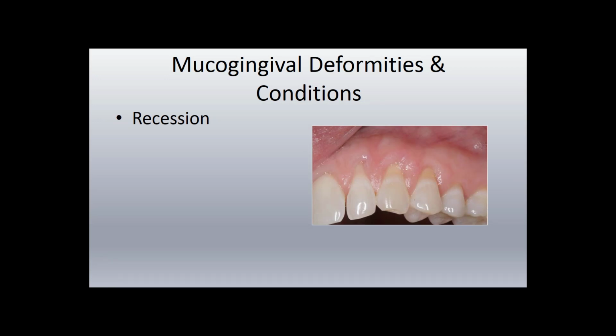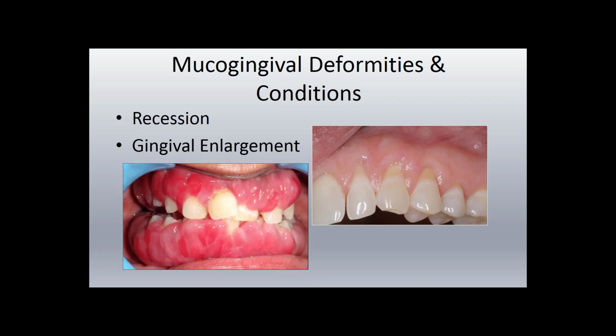Mucogingival deformities and conditions that your patient may have could be recession, which we see very frequently with our hard brushers. Gingival enlargement, this could be due to a medication that's causing the enlargement or a factor such as orthodontics. This patient exhibits gingival enlargement that is typical of the medication Dilantin, which can cause gingival overgrowth.